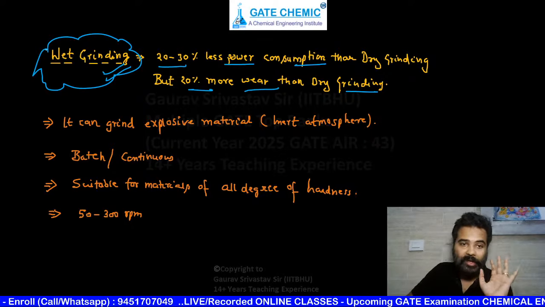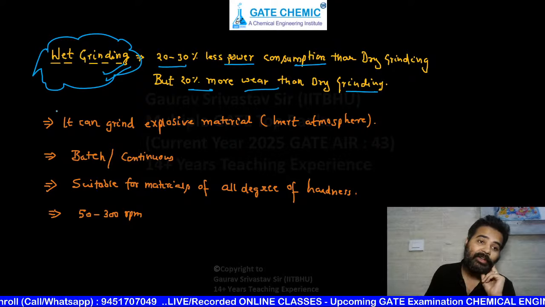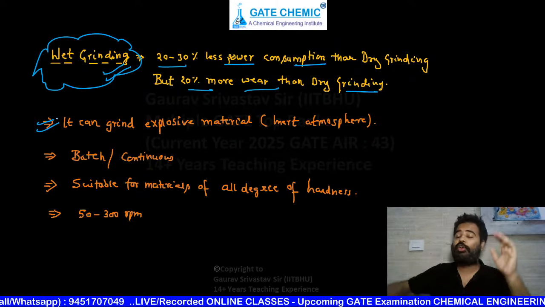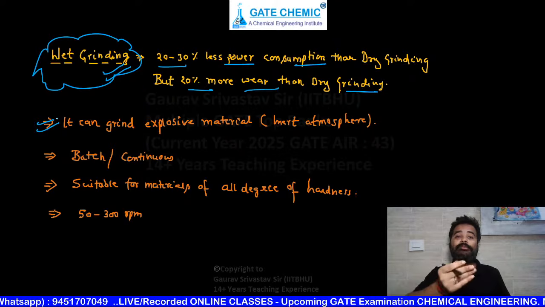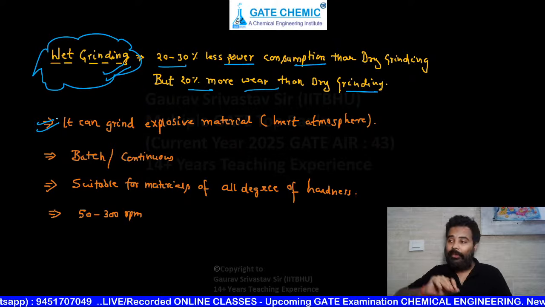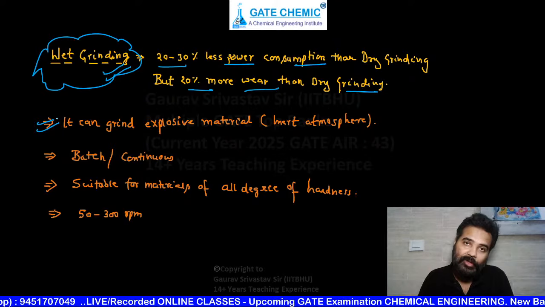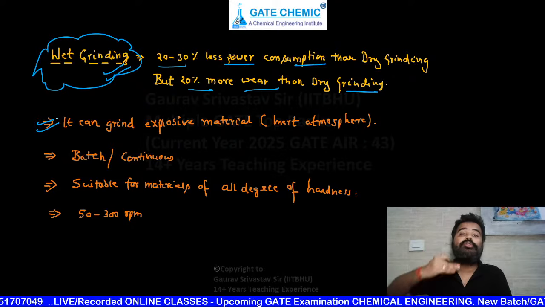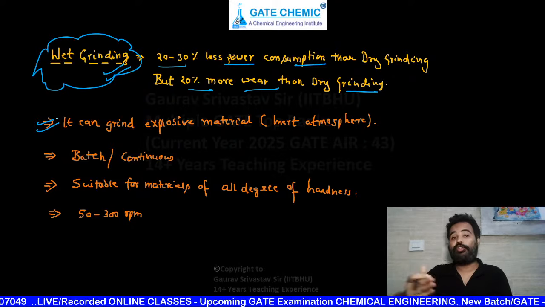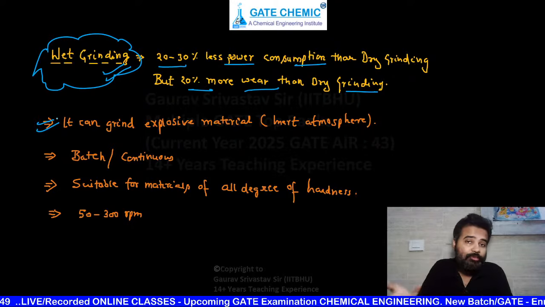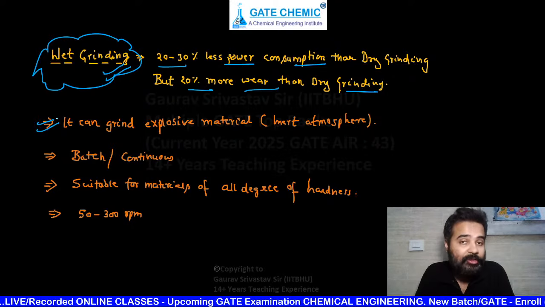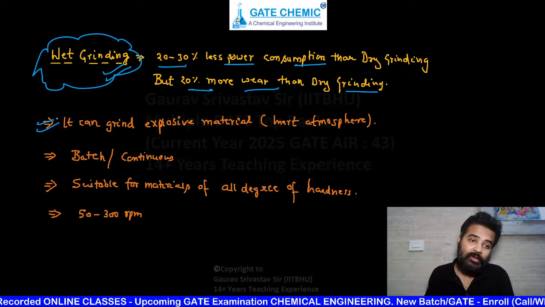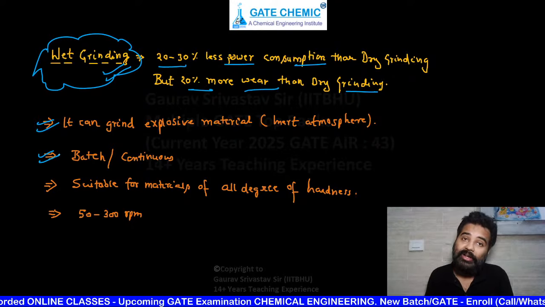It can also grind explosive material. How? Give an inert environment, close it. Batch wise, because a ball mill can be used batch wise as well as continuous, so use batch wise. In an inert atmosphere, grind it. If oxygen is not there, there is no chance of explosion. Batch wise, continuous, both are there.